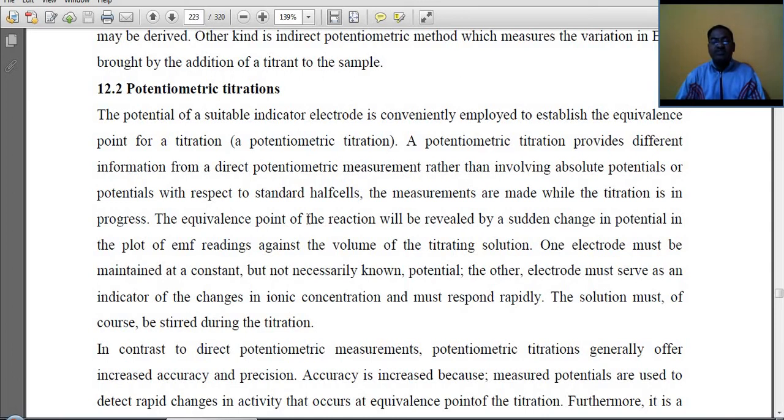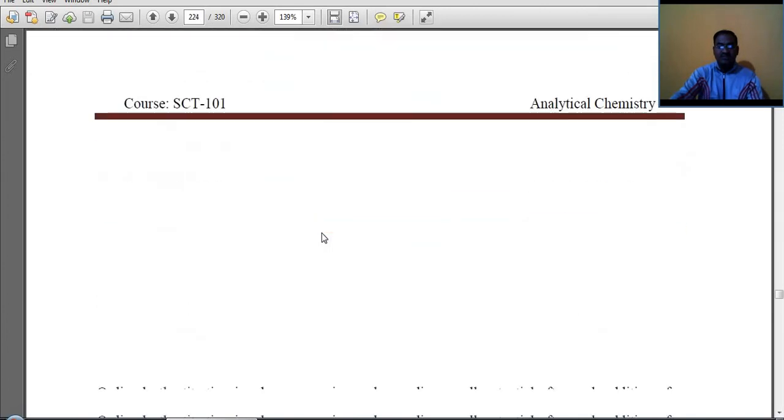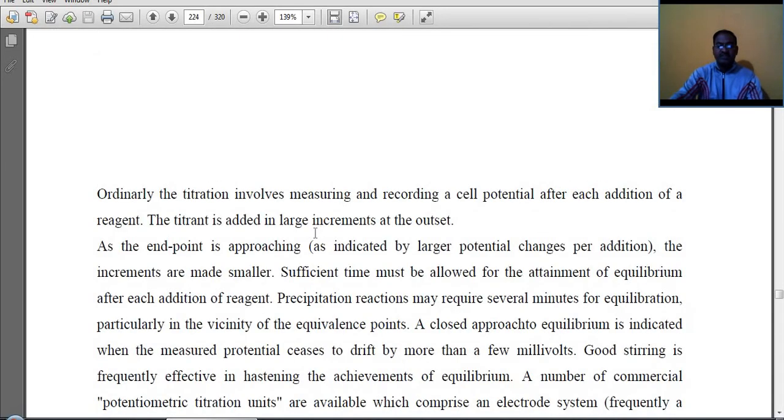One electrode must be maintained at a constant but not necessarily known potential. The electrode must serve as an indicator of the changes in ionic concentration and must respond rapidly. The solution must of course be stirred during the titration. This is the diagram of this potentiometric titration.